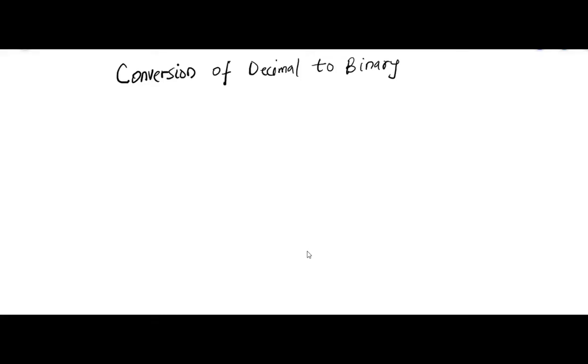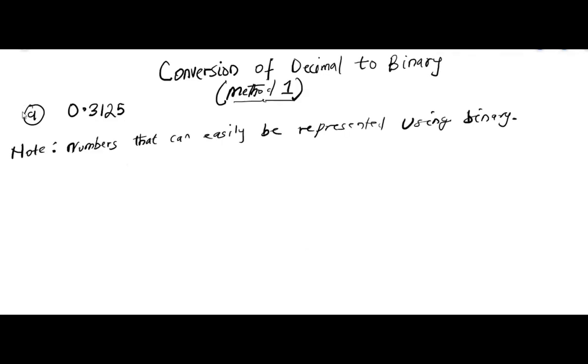So today I'll be taking you on conversion of decimal to binary. Okay, without wasting much time, let's get started. Let's convert 0.3125 from decimal to binary. Okay, and I'm going to show you two methods of doing so. Here we have method 1. I'm going to show you another method of doing so after this particular method.